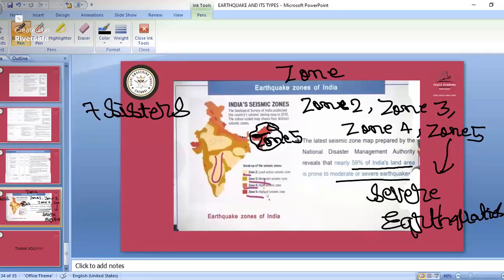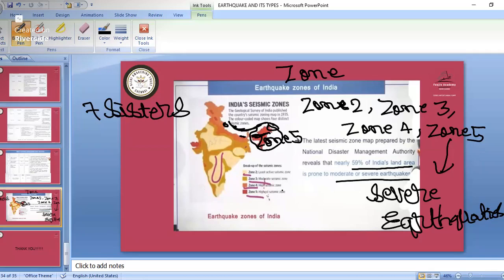Then in the zone 5 area, some parts of Bihar also come in zone 5. That means the part where we will be seeing the Himalayan range, there we will see some zone 5 areas. Similarly, in the Uttarakhand area also we have zone 5, but only in some parts.